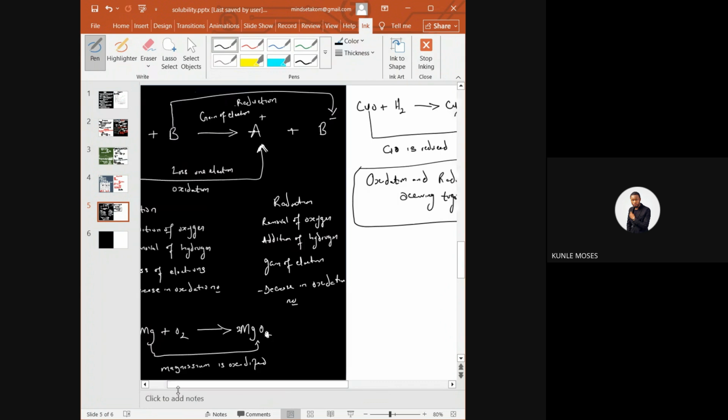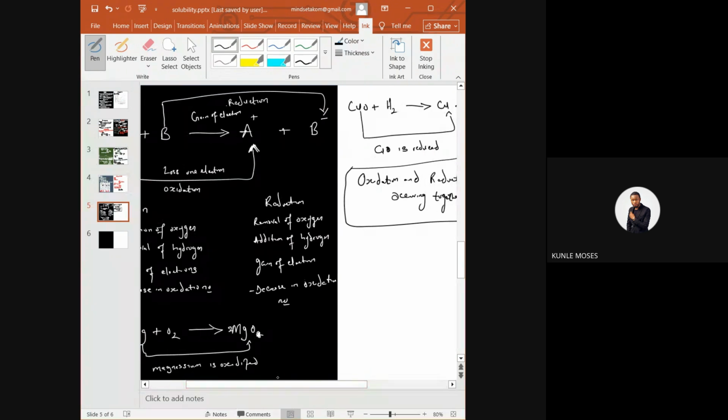Let me see if I can find a few questions on solubility, or we should just continue on oxidation and reduction. Did we check past questions on solubility? Should we continue on oxidation and reduction in the next 10 minutes? Which one do you guys want?